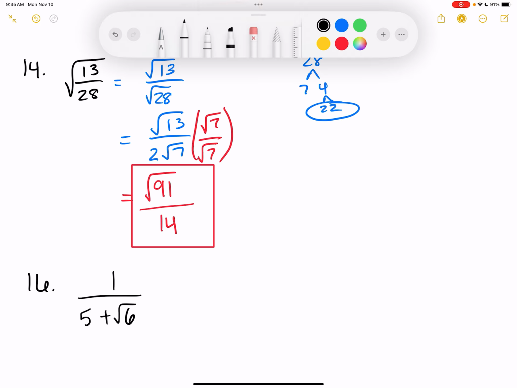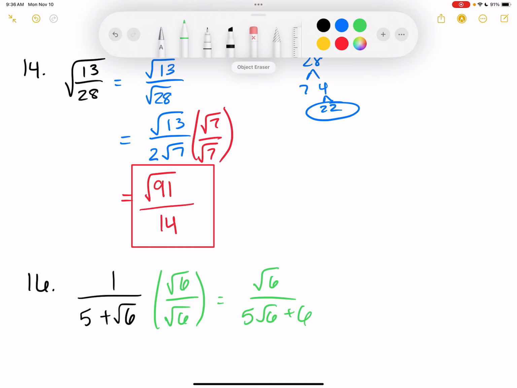Well, 6 breaks down into 2 and 3. There's nothing I can take out of that. But I still have the issue that I can't have a square root on the bottom. So you've got to multiply it by the square root of 6. If I do that, don't write this, just watch me: square root of 6 over the square root of 6. Then I'm going to end up with the square root of 6 over 5 square root of 6 plus 6. I still have a square root on the bottom.